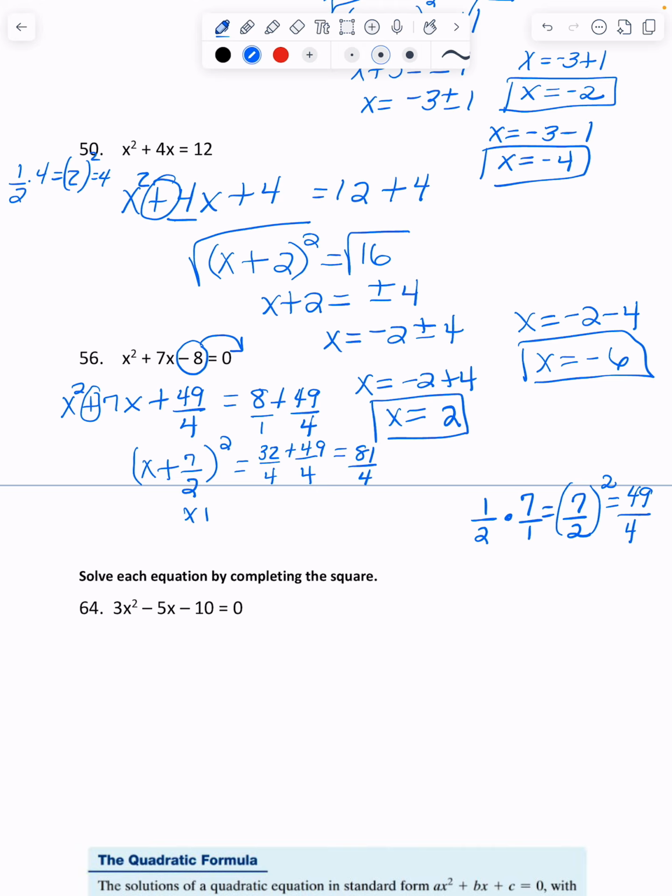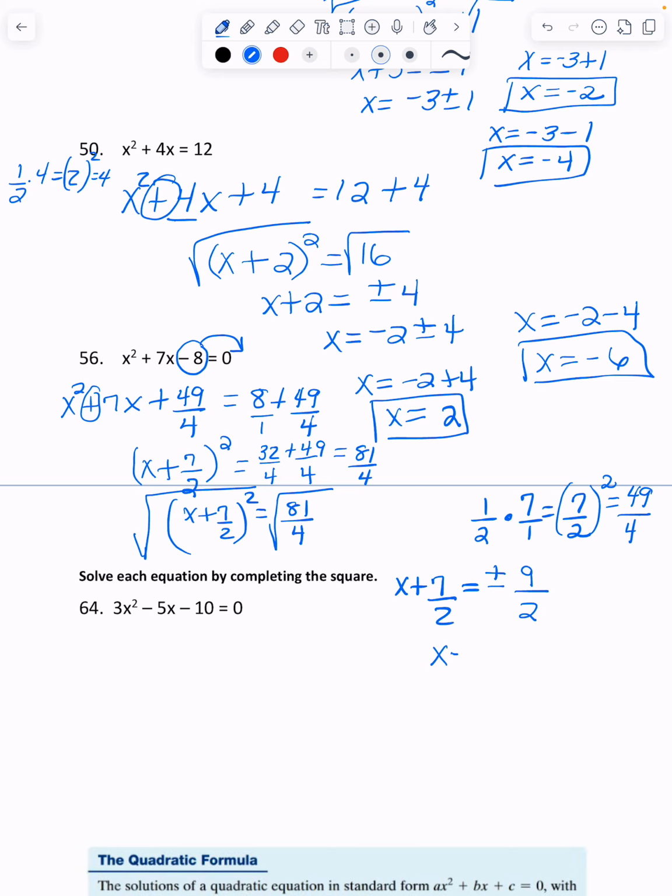I have x plus 7 halves squared still on the left side, and then I have 81/4 on the right side. But these problems are rigged. I'm going to be able to take the square root of both sides. So I get x plus 7/2 equals plus or minus the square root of that numerator, 81, is 9, and the square root of 4 is 2.